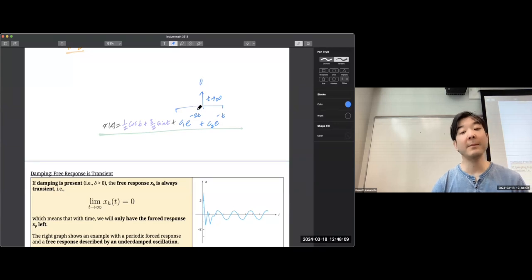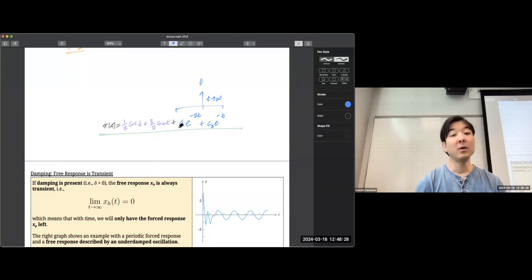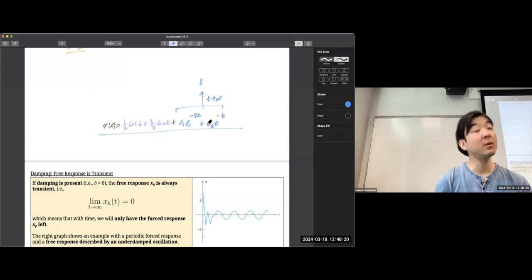So this is what happens because of damping. Damping is going to make this free response, which means the system without any external force, just letting it be on its own, go away. Why did it not go away previously? Because we didn't have damping. So your homogeneous solution, if you have damping, will always decay.